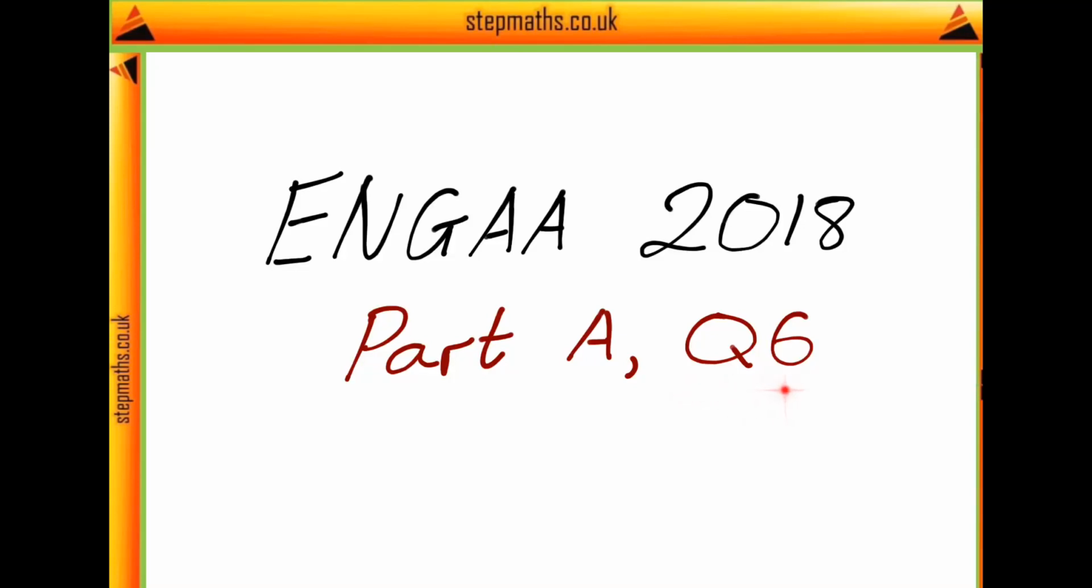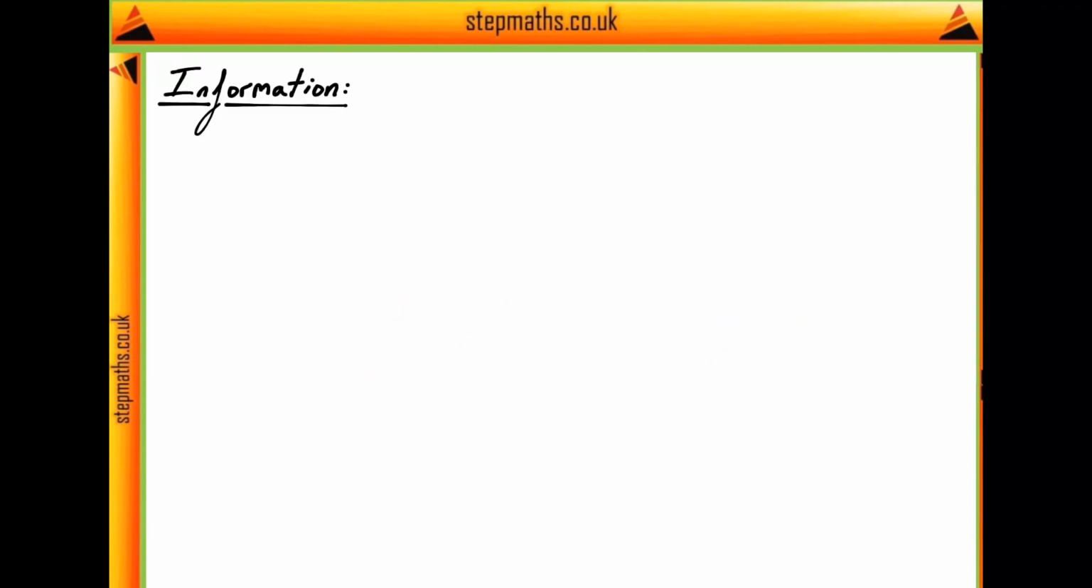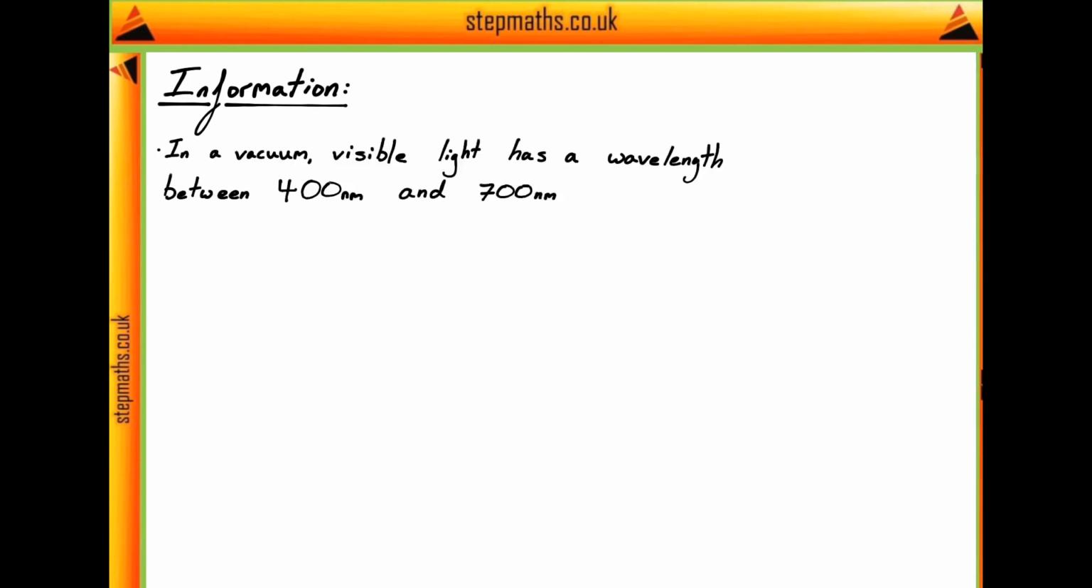Here we're going to look at question 6 of the ENGAA 2018 paper. This question begins by giving us some information on visible light. It begins by telling us that in a vacuum, visible light has a wavelength between 400 nanometers and 700 nanometers. The question then tells us that in a vacuum, light has a speed of 3 times 10 to the 8 meters per second.